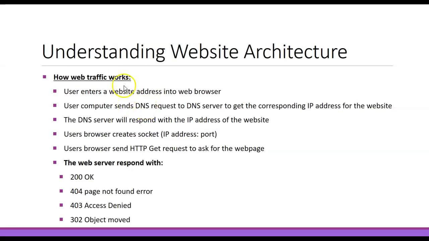Firstly, the user enters the website address into the web browser. You put www.google.com and the user computer sends a DNS request to the DNS server. Why is this? Because you are a human being, you know the letters google.com, but you don't know the IP address for that website. So the DNS will do it for you. It will translate the domain name to the IP address, and at the end it will give you the IP address.